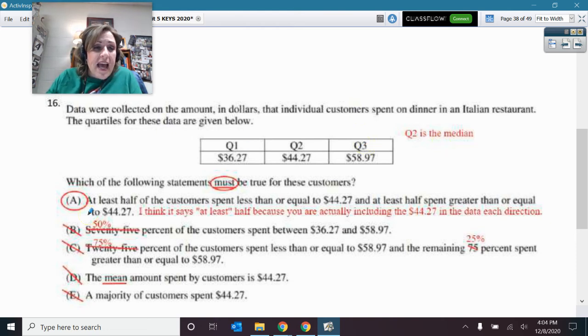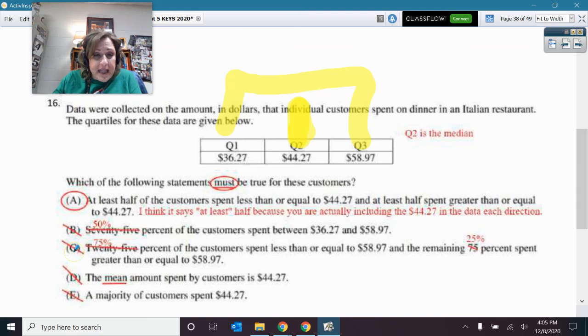All right. At least half of the customers spent less than 44.27. So, see, this is a median. So at least half is this much and down, and at least half is this much and up. That's true, because that median is at that 50th percentile. So there you go. B says 75% spent between Q1 and Q3, and that's false. How much spends between Q1 and Q3? 50% of the data is what's in the box.